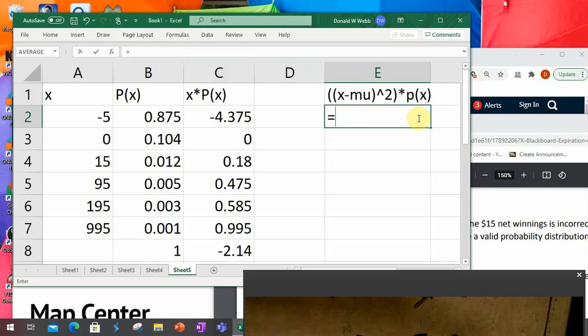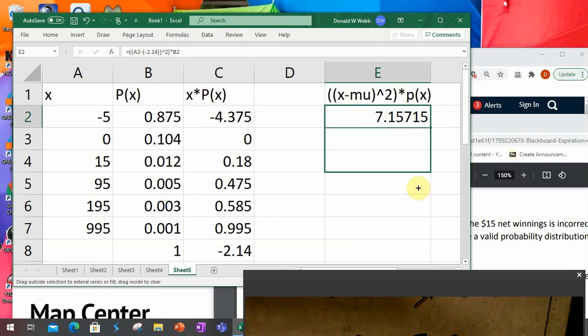Okay, so equals, a couple of parentheses, the x value minus the mean, which we've calculated here. So I'm going to put minus a negative 2.14, close parentheses. That one's for the negative there. So this would be actually plus 2.14. That squares it, multiplies it times itself, and then times each individual probability, and that one is from there. So that's what that individual piece of it does.